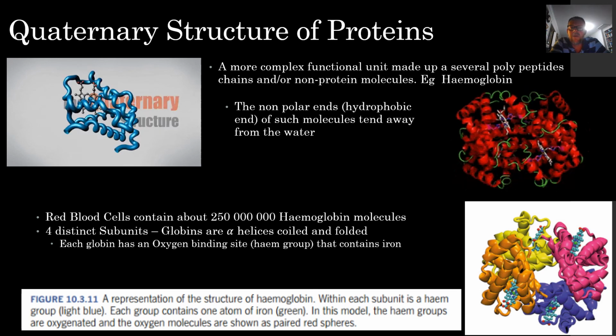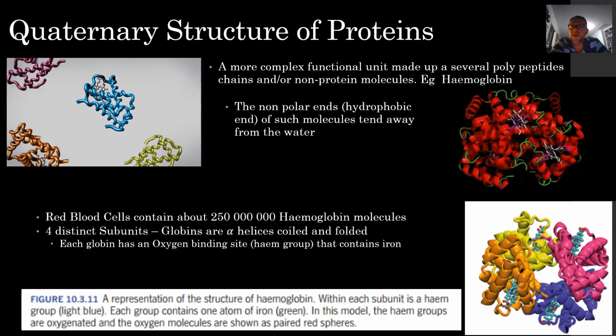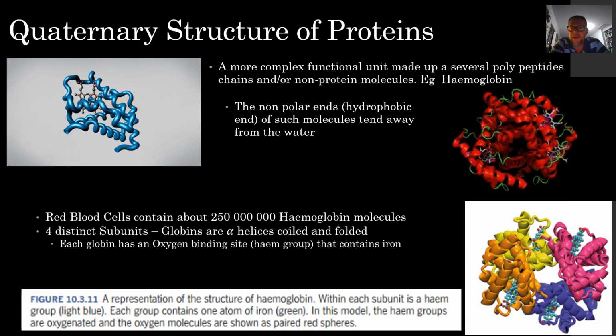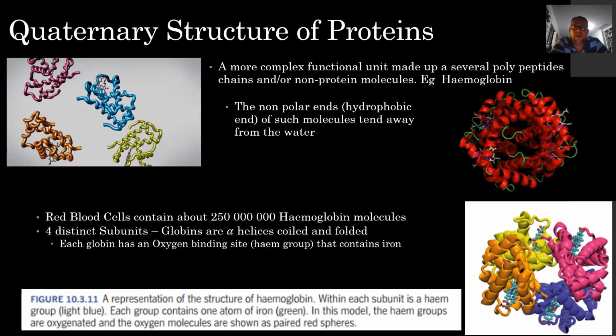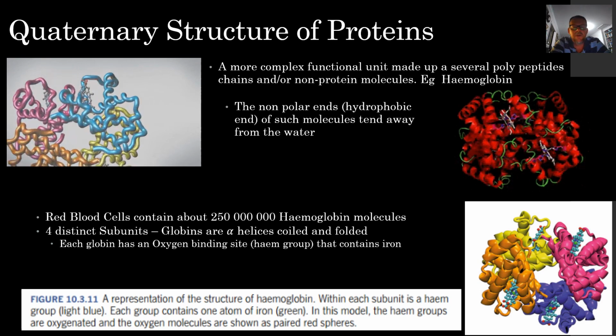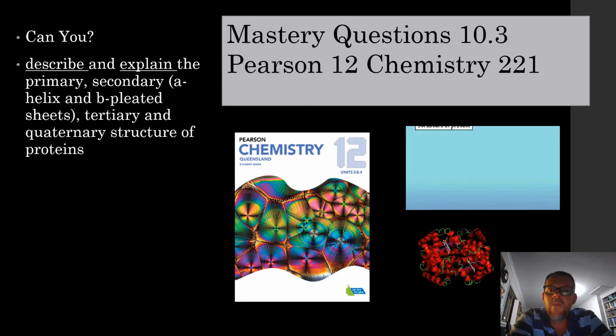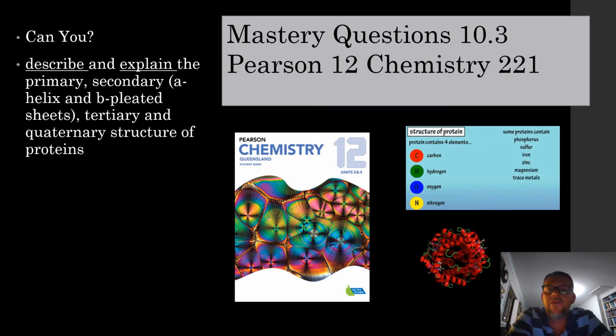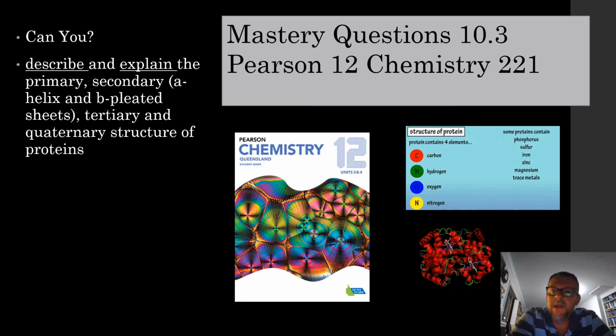What else? We just note that the hydrophobic ends of the hemoglobin are going to be pointed towards the inside, away from the blood. And then the outside, of course, is going to be what's attracted to the water in the blood. A little bit today, we've described and explained the primary, secondary, and alpha helix and beta pleated sheets, tertiary and quaternary structure of proteins. I'd like you to get on to your mastery questions when you're done, please.